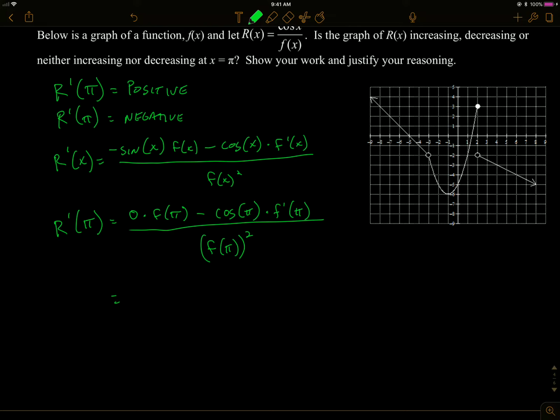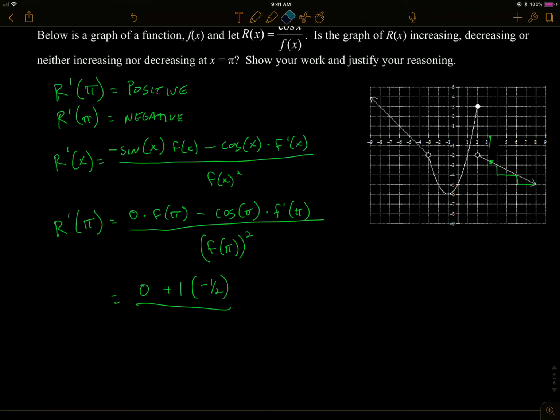So we end up with 0 times f of pi is 0. Minus cosine of pi is negative 1, so that becomes a plus 1, times the derivative of f at pi. So if I go to pi, that's like right here, it's 3.14. And I go to the derivative at that point. The derivative means the slope of the graph, which looks like that slope is down 1, right 2, down 1, right 2. So it looks like it's negative a half all over f of pi.